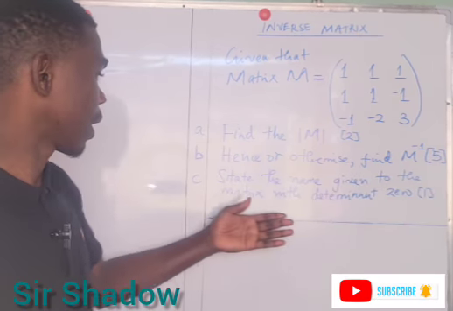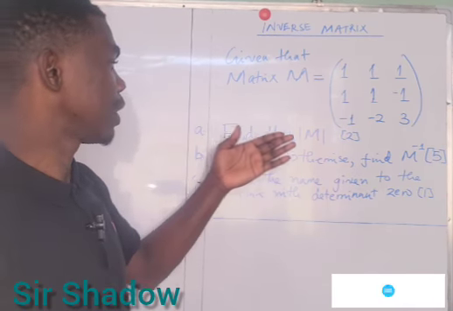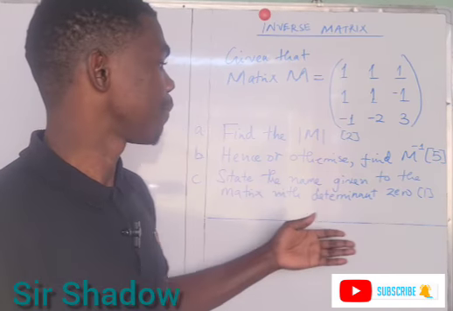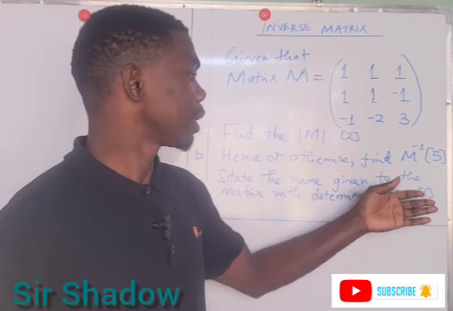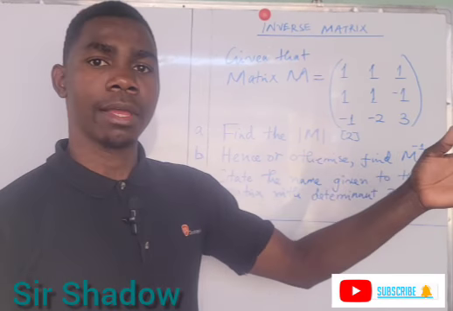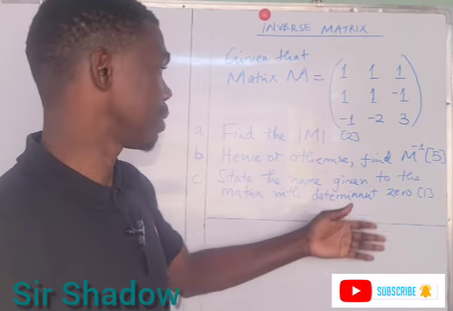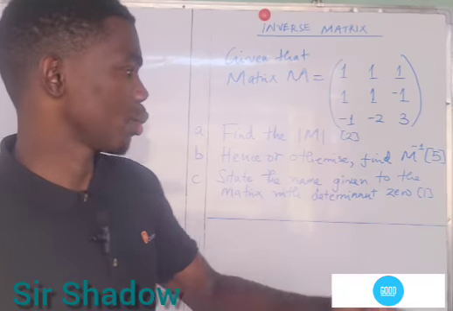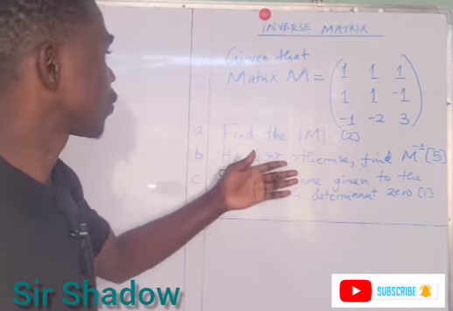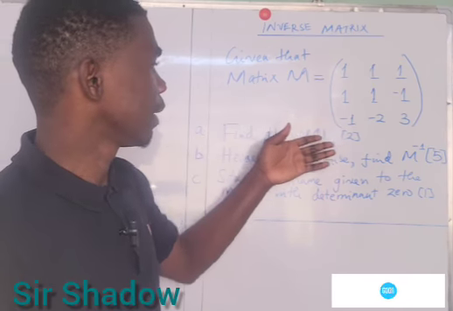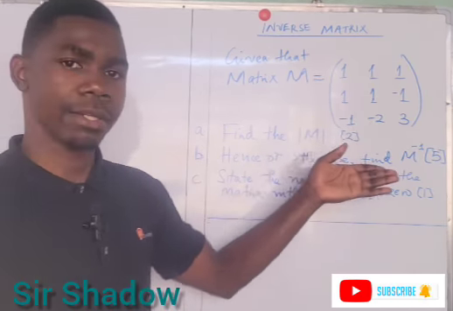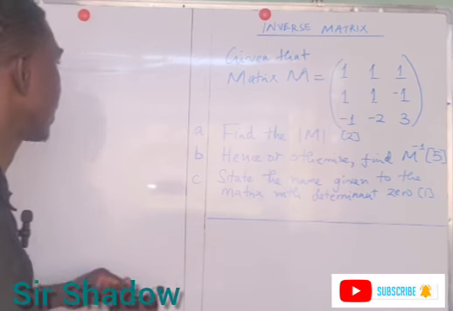Right. Then the last part C, state the name given to the matrix with the determinant 0. We are asked to state the name given to the matrix with the determinant 0. If you calculate the determinant and the solution becomes 0, you have to state the name given to that type of matrix, right? So we want to focus on finding the determinant of matrix M first. Let's find the determinant of matrix M first.